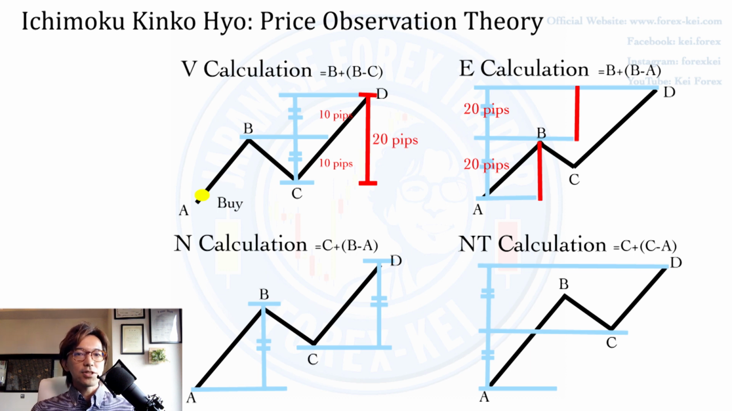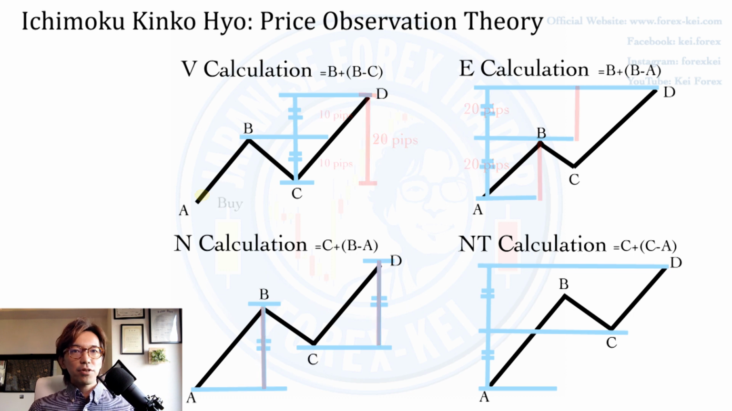And let me move on to N calculation. You take the pips from A to B, just like E calculation. You take the distance between A and B, and let's say the market pulls back to the point C. Then you add that pips between A and B to the point C, so that the pips between A and B and the pips between C and D will be the same.